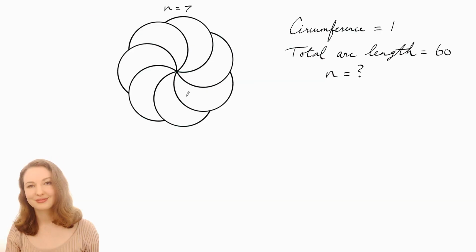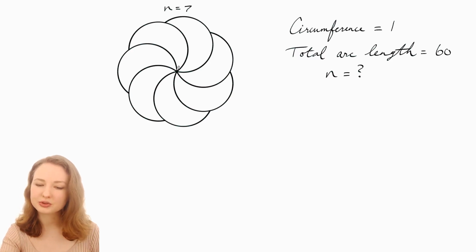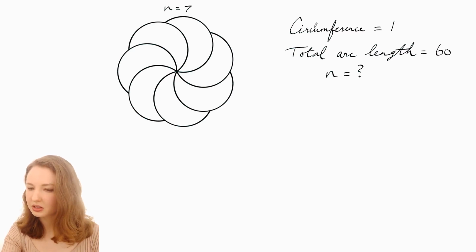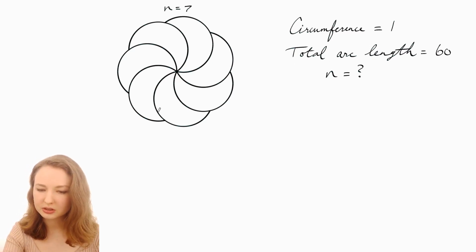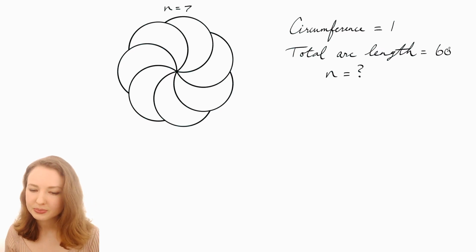All good. In this question we have n overlapping circles. This is just the diagram for n equals 7. They all pass through this point, and they're all evenly spaced so that we have rotational symmetry. Each circle has a circumference of 1, and we're told that the total arc length is 60, so the sum of all of these line lengths is 60, and we've got to work out what n is. This isn't the one that would have an arc length of 60.